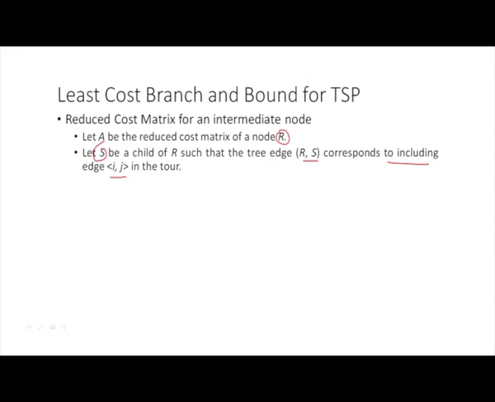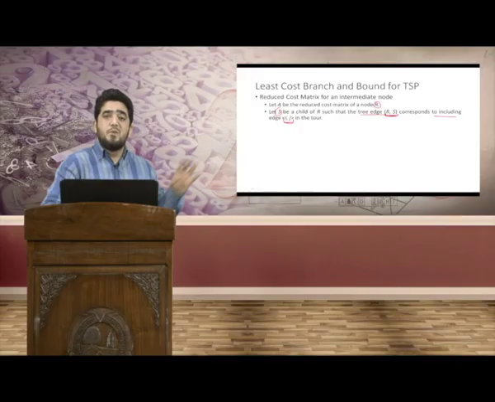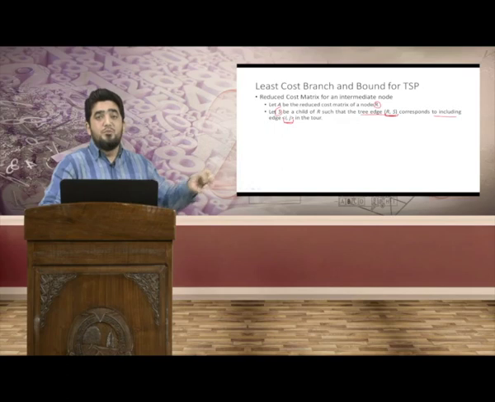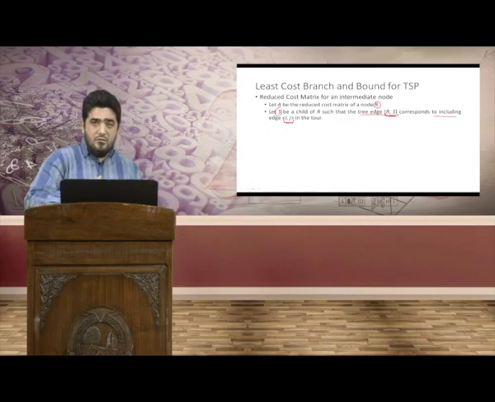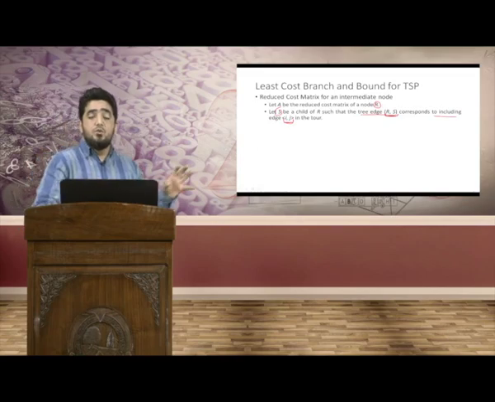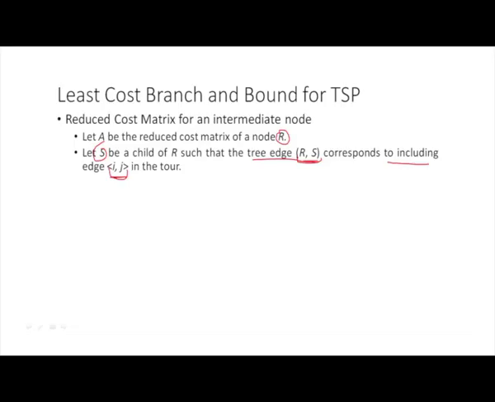And let this S be such an edge which corresponds to including the edge I, j in the tour. This I, j is from the traveling salesman graph. So this edge R, S is for the state space tree. And while we are trying to find our solution in the state space tree, let's suppose we want to expand this particular node R by trying to build its child S. And while we are building this child S, it basically means we are trying to include edge I, j in the tour.